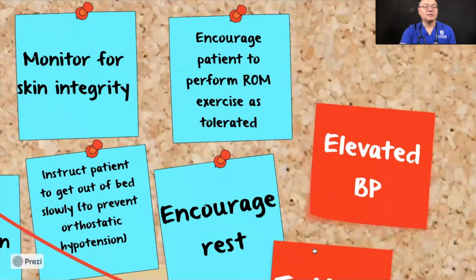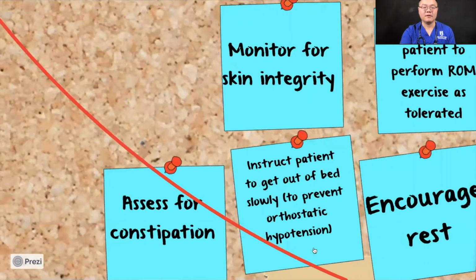And here are the nursing interventions. We will monitor her skin integrity, and instruct the patient to get out of bed slowly to prevent orthostatic hypotension. Also, encourage the patient to perform range of motion exercises as tolerated. And we will encourage her to rest. At the same time, we will try to assess for constipation.